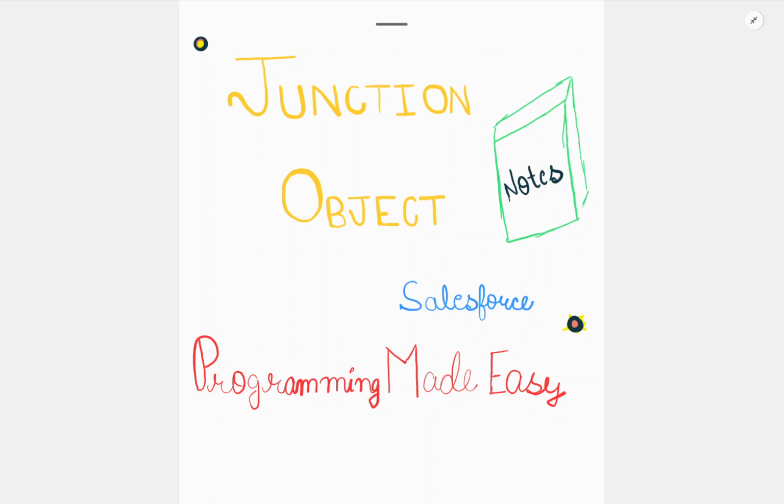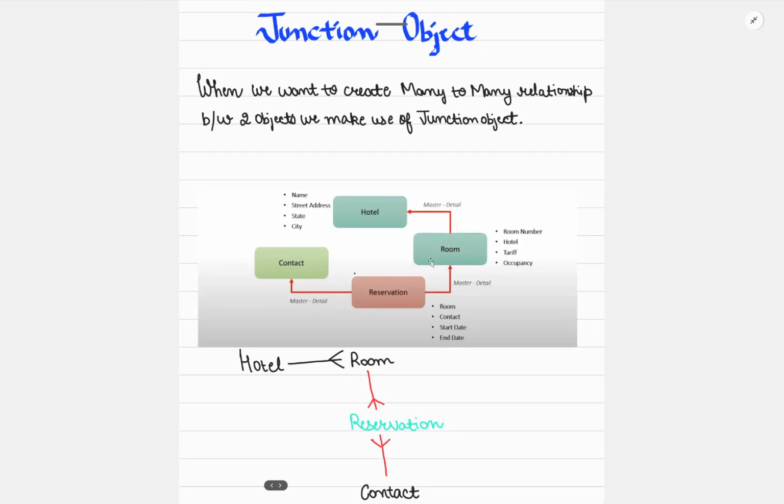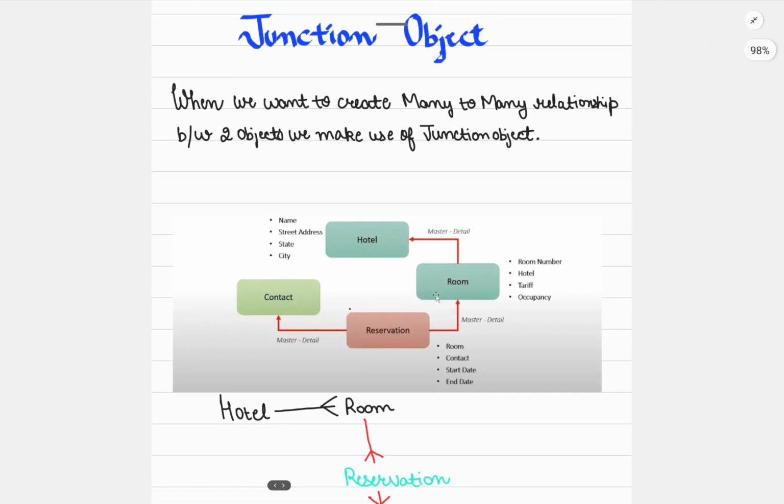So our topic for the day is junction objects. So basically, what are junction objects? When you want to create a many to many relationship between two objects, we make use of another object that we refer to as a junction object, right?